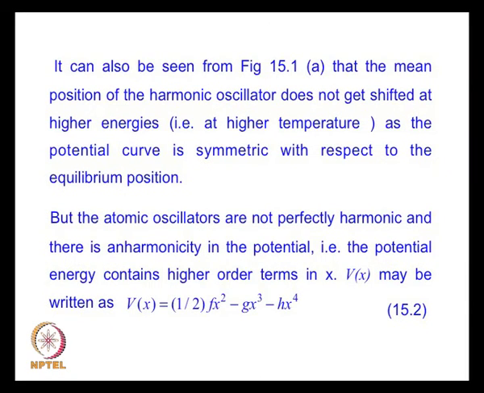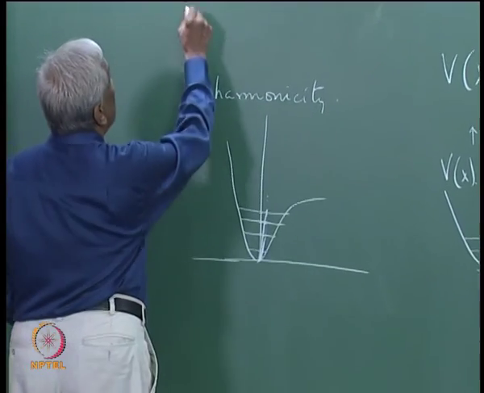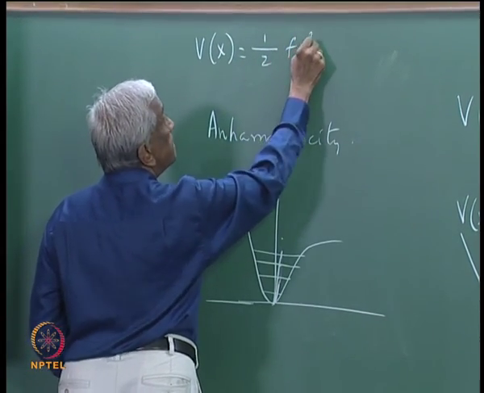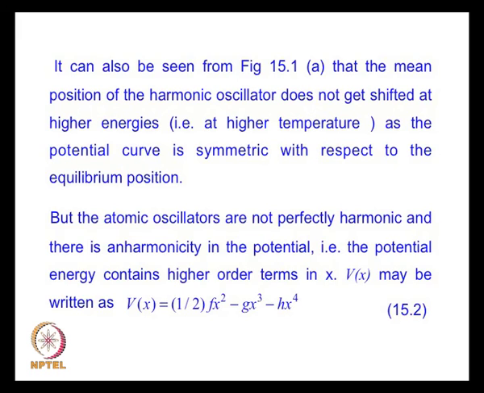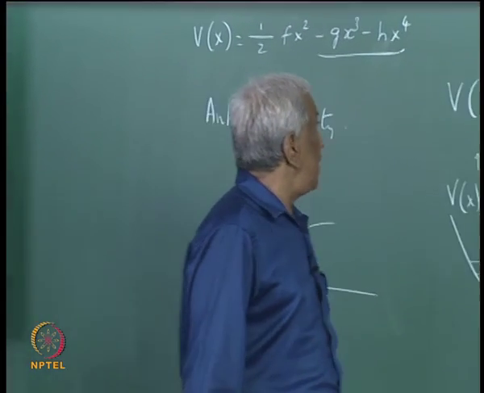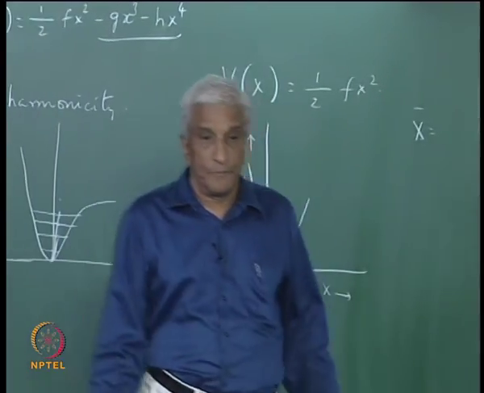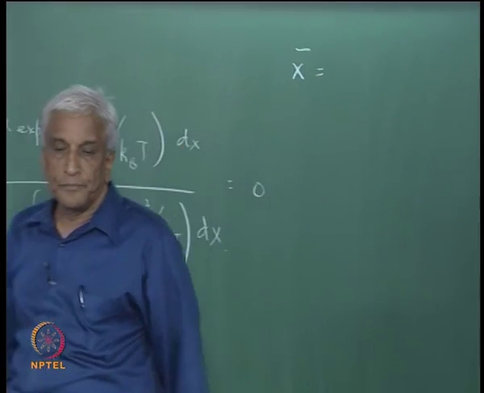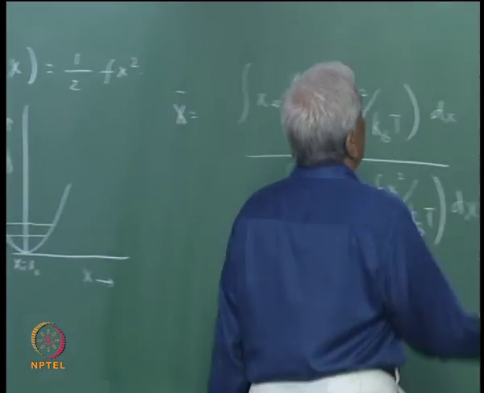The atomic oscillators, when they are not perfectly harmonic, can be written by a potential function which is not just half f x square. So, these are the anharmonic terms. When you include them and calculate this integral, we can show that x bar is 3 g by f square k B T.